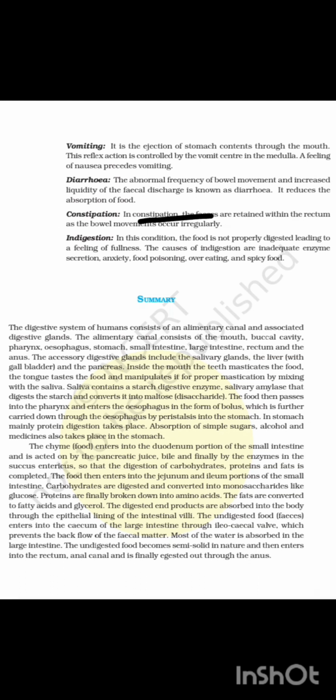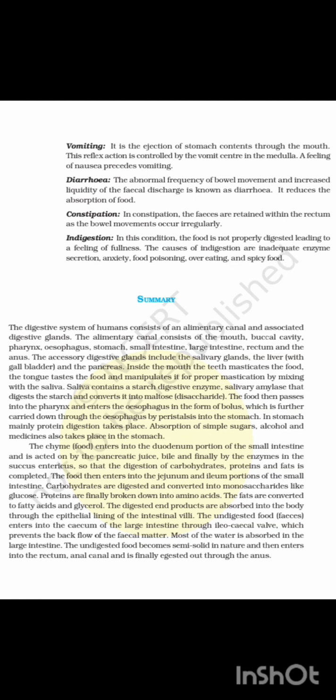Constipation. In constipation, the feces are retained within the rectum as the bowel movement occurs irregularly. Indigestion. In this condition, the food is not properly digested, leading to a feeling of fullness. The causes of indigestion are inadequate enzyme secretion, anxiety, food poisoning, overeating, and spicy food.